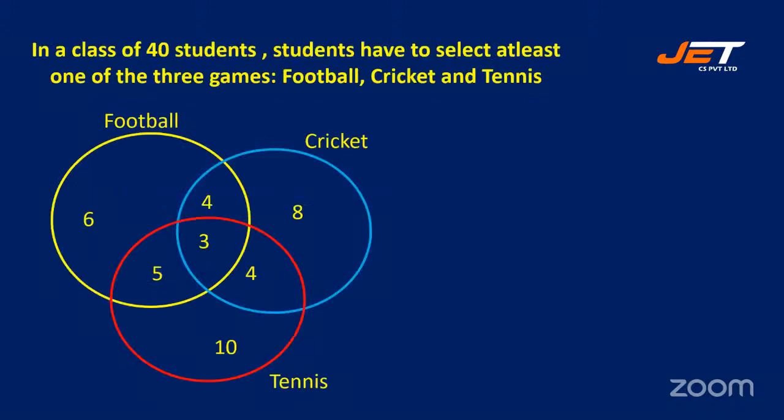In a class of 40 students, students have to select at least one of 3 games: football, cricket, tennis. How many play all the 3 games? Now put your answers in the chat box.